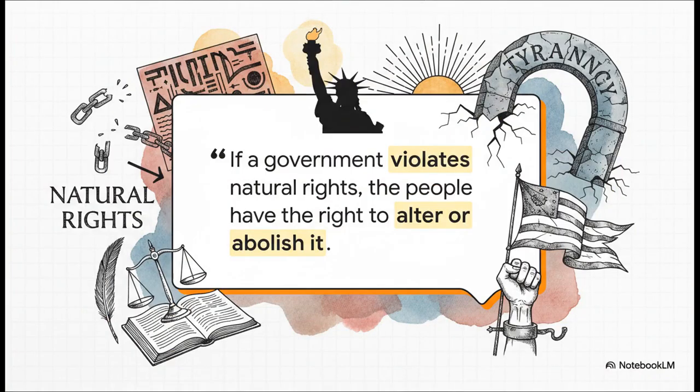And okay, follow the logic here, because this is where it gets really wild. If you're born with rights, then what's the whole point of a government? Well, its only legitimate job is to protect those rights. That's it. And if it fails, if it starts stepping on your rights and becomes a tyrant, then the people have the right to get rid of it. I mean, this is literally the philosophical green light for revolution.